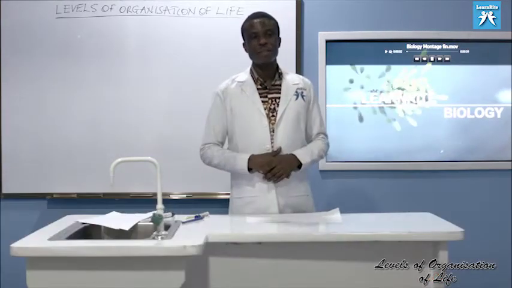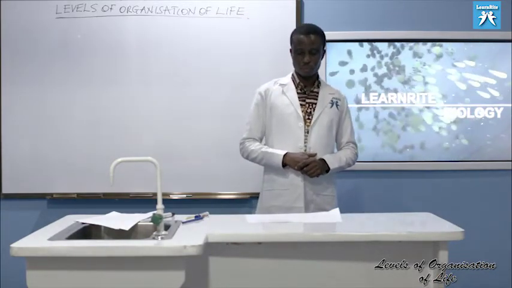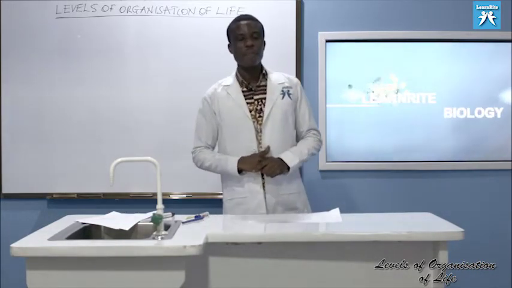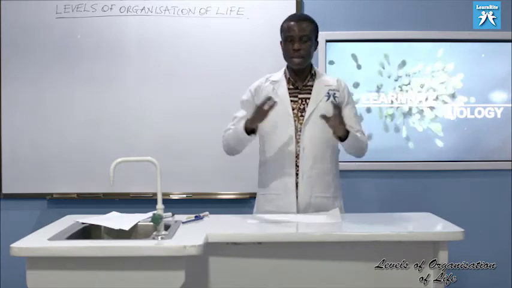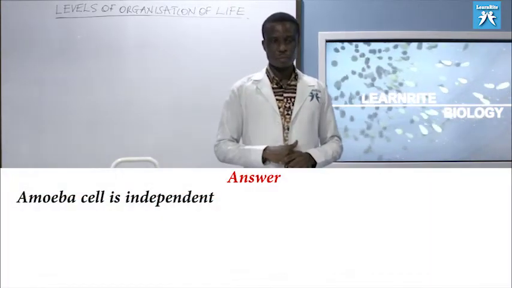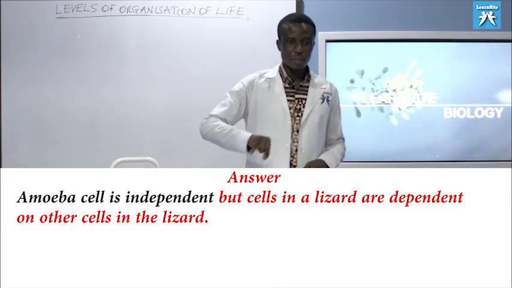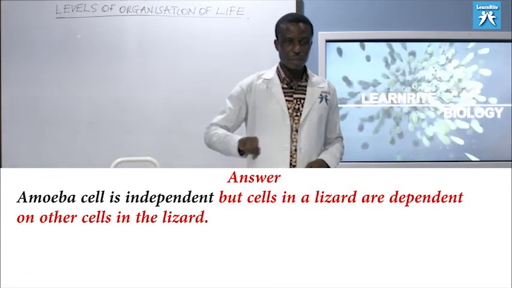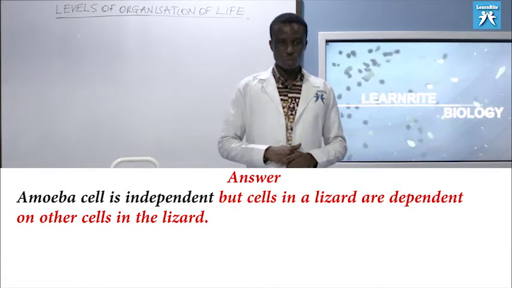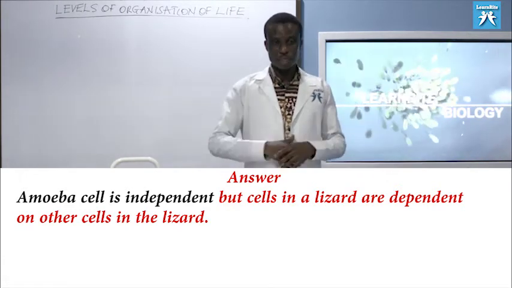What is the second advantage? The cell of an amoeba needs no special organ for existence. It's independent. But the cell in the lizard, listen carefully, is dependent on other cells in the lizard.